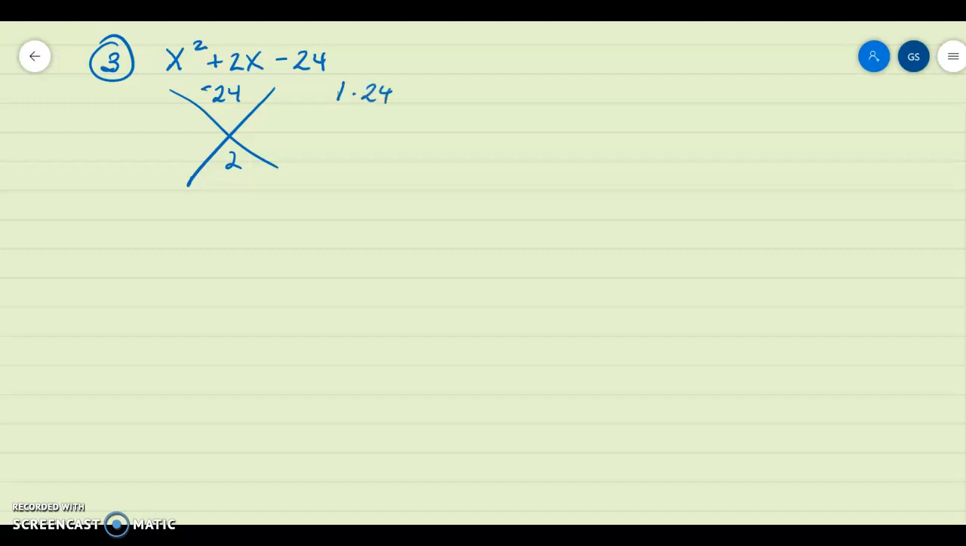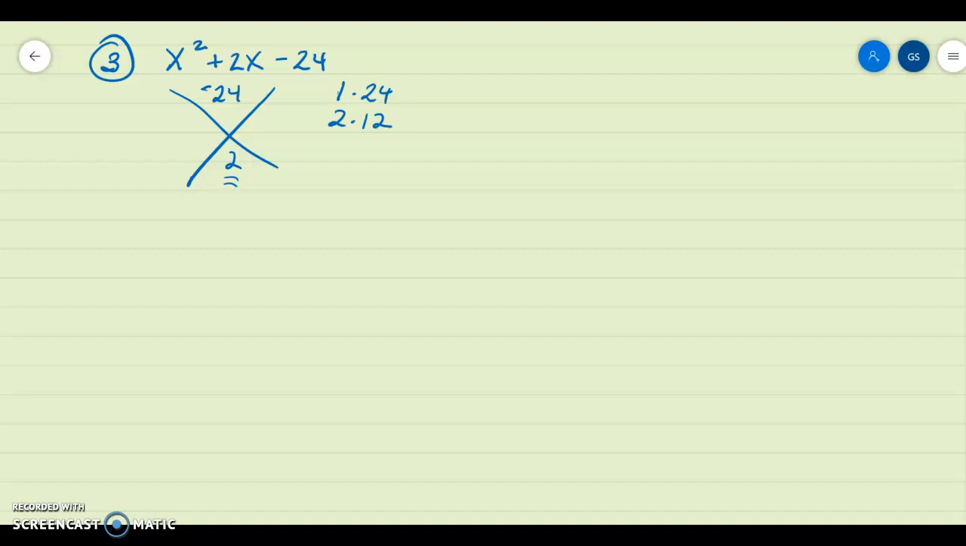Number 3. Again, please just stop when you get lost and rewind, or look at the next problem, see if you get that one instead. x squared plus 2x minus 24, number 3. Okay, make our x. Put a negative 24 in the top and a 2 in the bottom. So we're looking for two numbers that are going to multiply to negative 24, but I'm just going to worry about the 24 for now. 1 times 24, 2 times 12. Now, I'm looking for these two numbers to add up to 2, by the way.